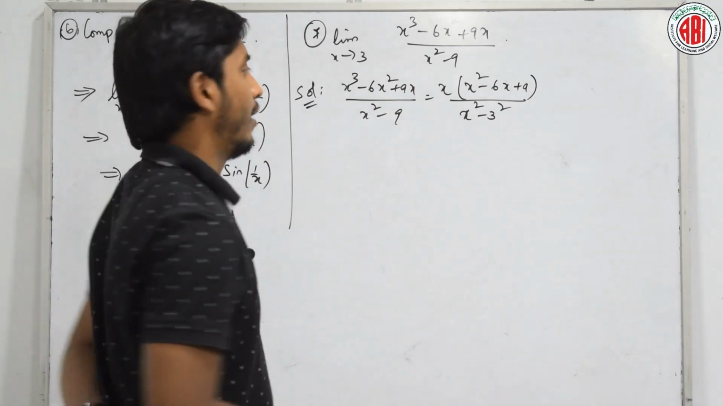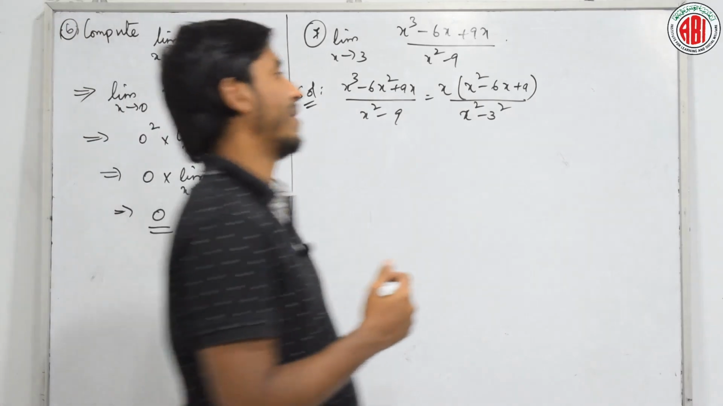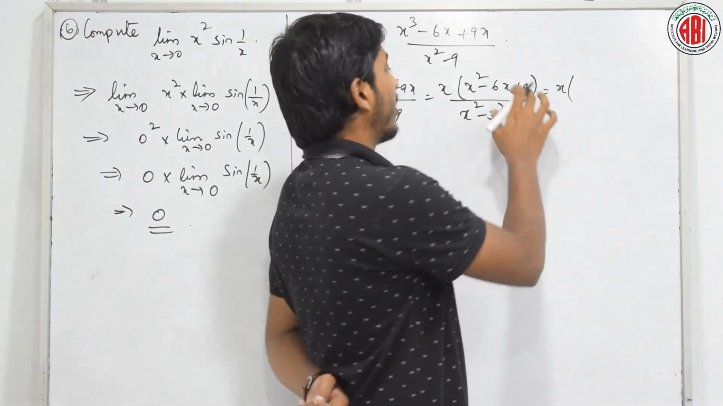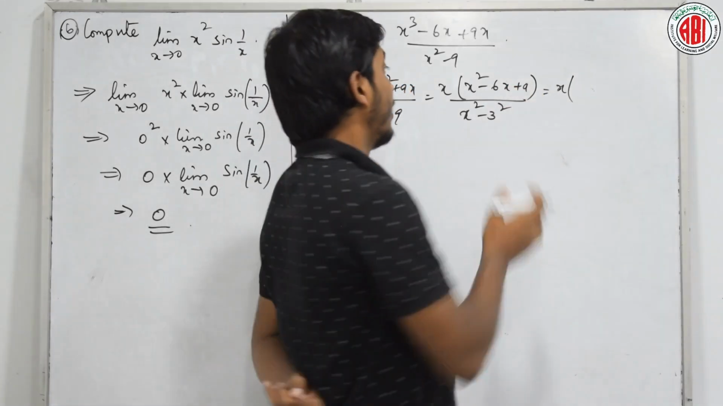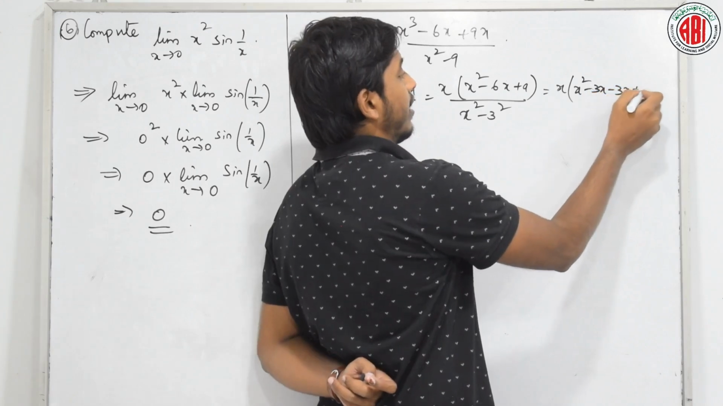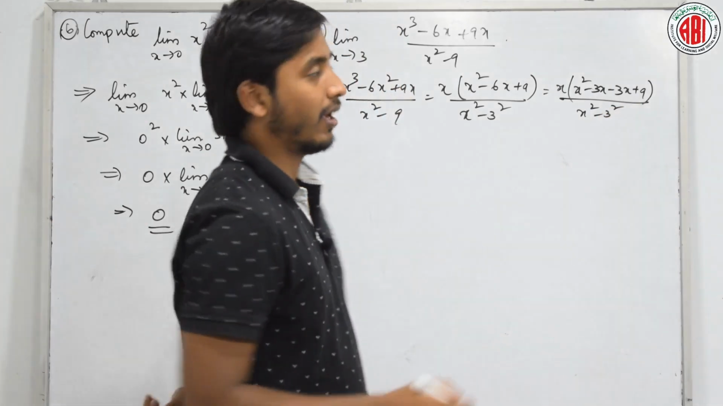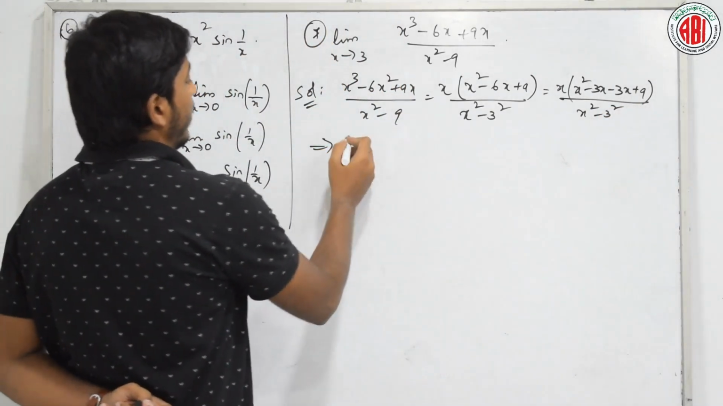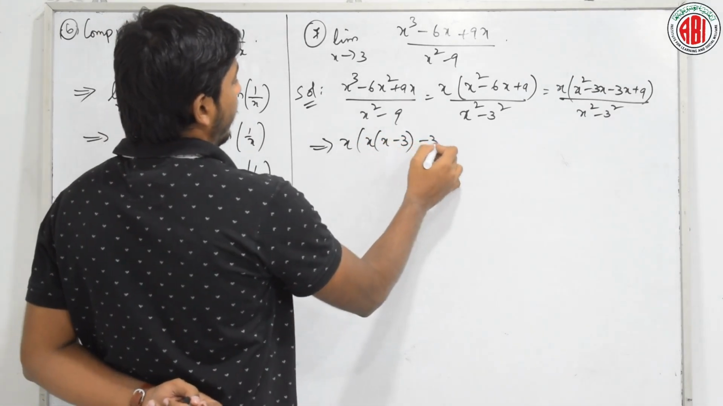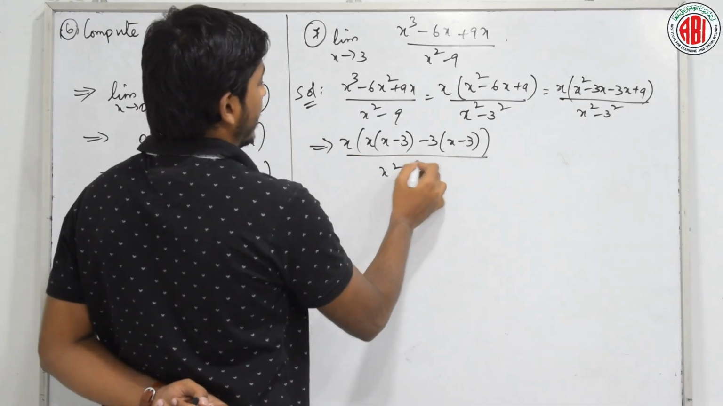Okay. Now tell me x square minus 6x plus 9. That is nothing but (x minus 3) whole square. Or else if you are willing to factorize, we can. What are the factors of 9? 3 3s are 9, so minus 3 minus 3. x square minus 3x minus 3x plus 9 divided by x square minus 3 square. Okay. Then what is left? x into, if I take x common, I will be left with x minus 3. If I take 3 common, I will be left with x minus 3, divided by x square minus 3 square.